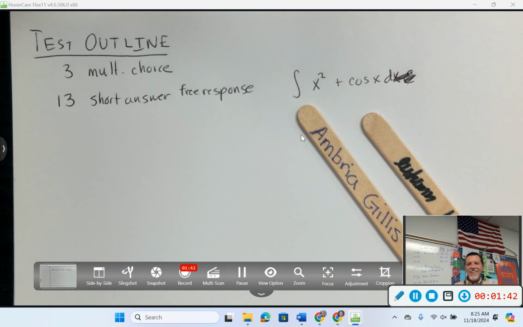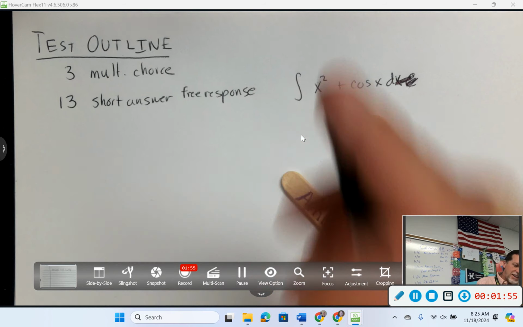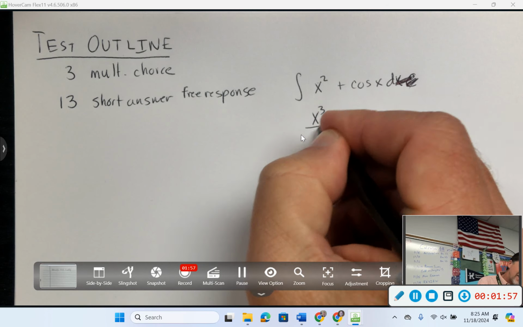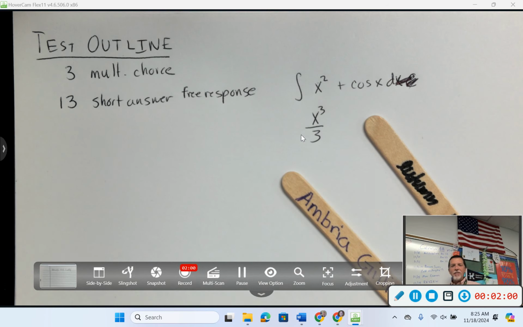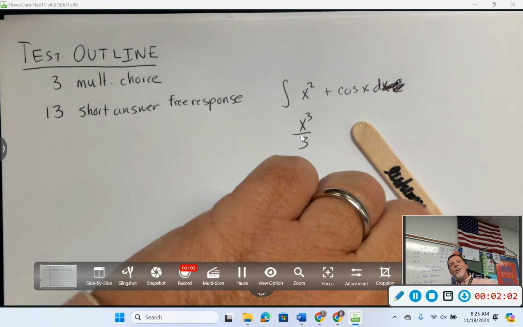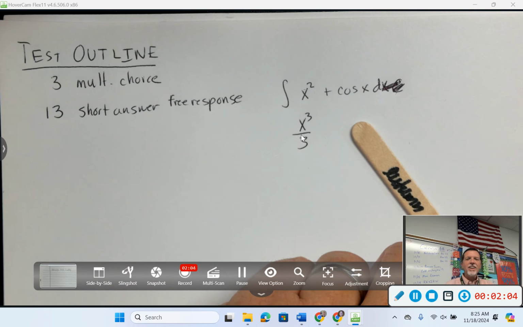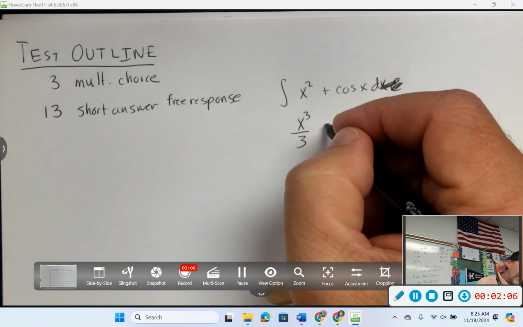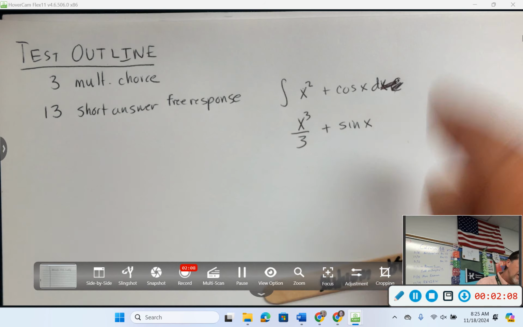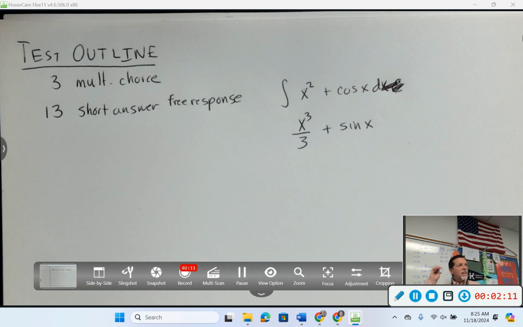Ambria, what's the antiderivative of x squared? Up the power by 1, divided by the new power. All right. Autumn, how about the antiderivative of cosine of x? Sine of x. And that's gonna lose you 2 points if you put that as your answer.